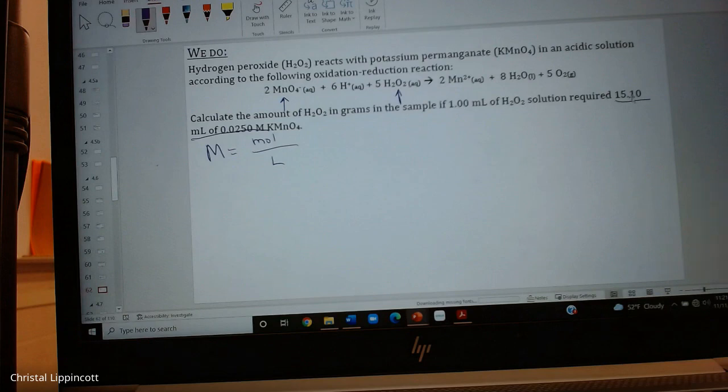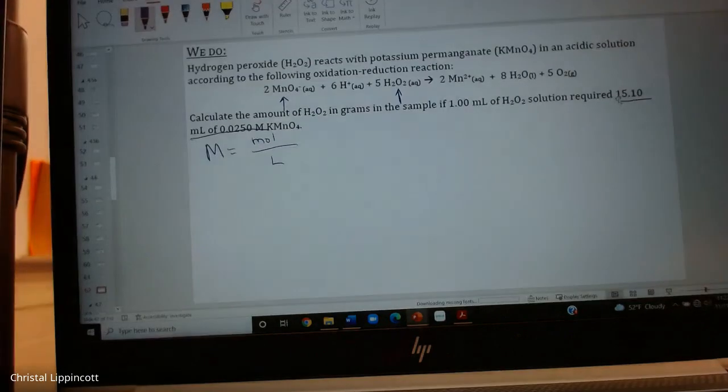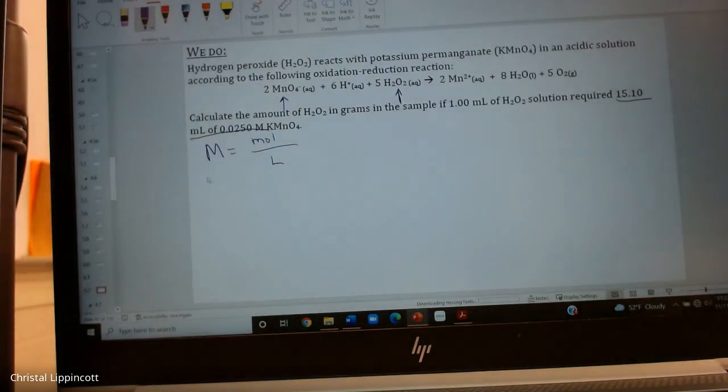Here's my pen. All right, so if you multiply these two things together, I have to turn this into liters and then multiply them together. I'm going to end up with 3.775 times 10 to the minus 4 moles. And that's going to be my MnO4 minus.